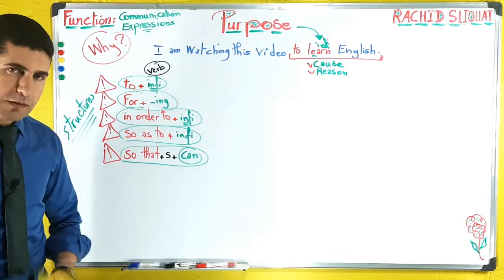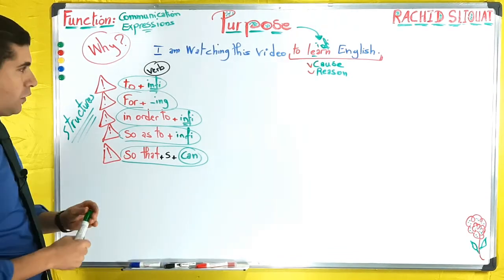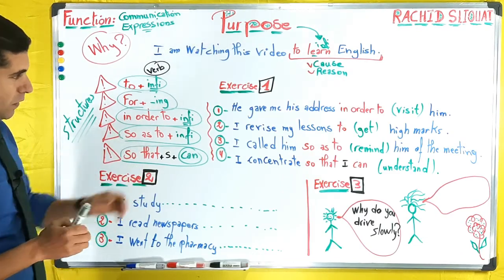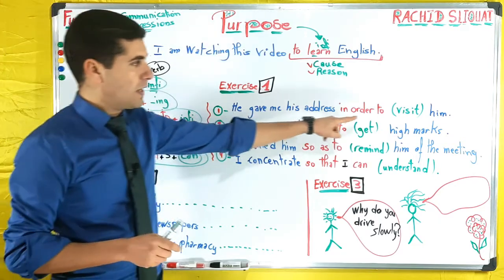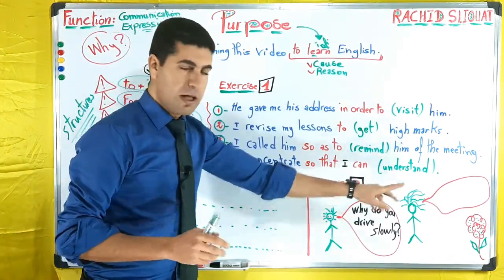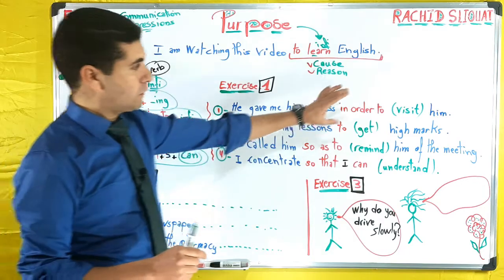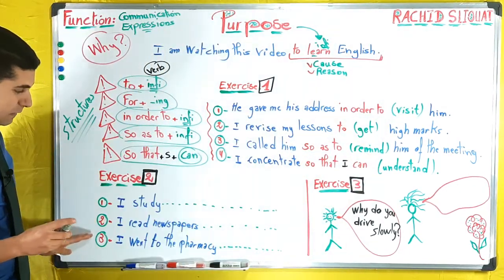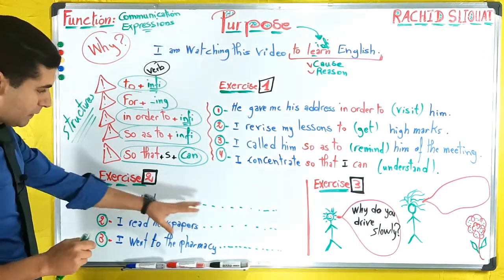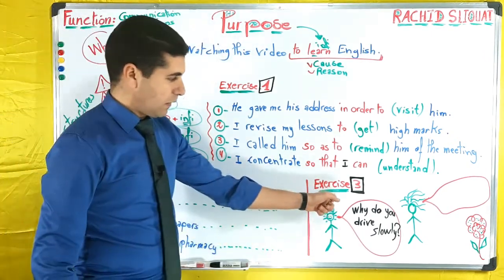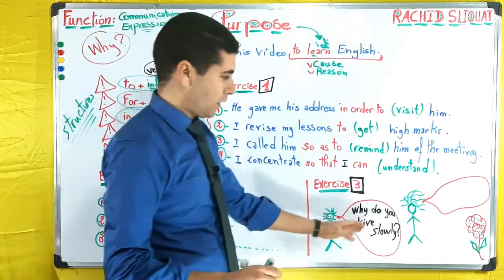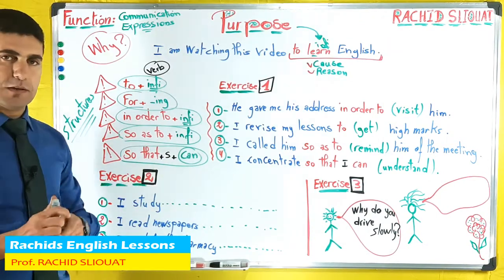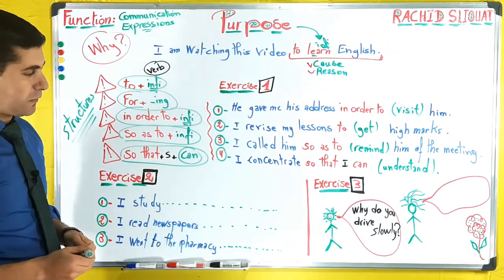Now let's see some exercises related to this function. Here we have 3 exercises. In number 1, we have sentences and verbs, and you are going to put these verbs in the correct form. In exercise number 2, we have some sentences, and you are going to complete them. In exercise number 3, we have a short dialogue, so you have to complete this dialogue. Now you can pause, try to do this exercise quickly, and then we do it together.